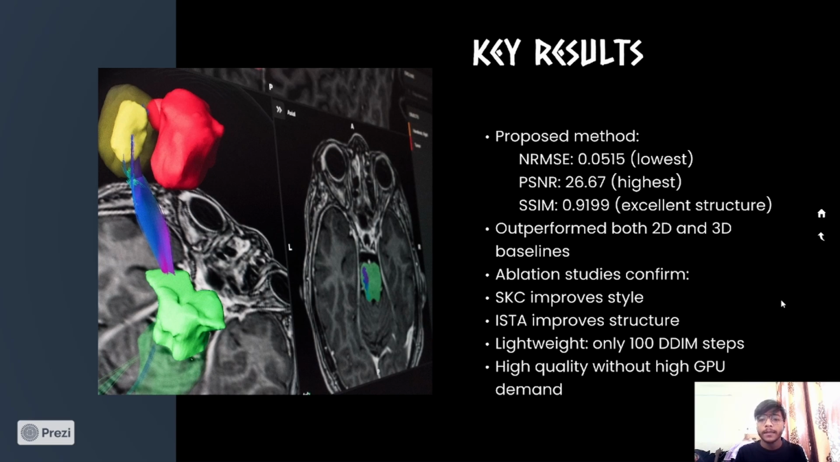For SKC, they tested different conditioning strategies. First is no SKC, the baseline BBDM. Then SKC with average histogram from training data. Third is SKC using Collins histogram. Fourth is SKC using the ground truth histogram from the test volume. Now, for ISTA, they tested co-prediction only and full ISTA with correction.